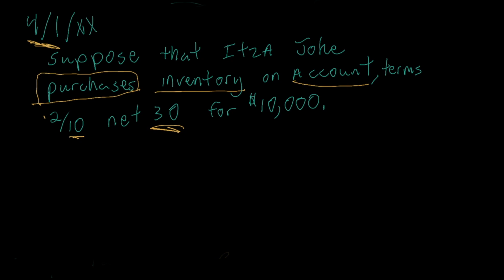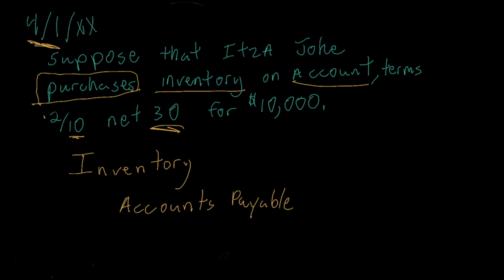So what are we going to do? As always, gang, we're going to debit inventory and credit accounts payable for the $10,000. And that's that. So now that we properly recorded the purchase of inventory, let's discuss the purchase discount.